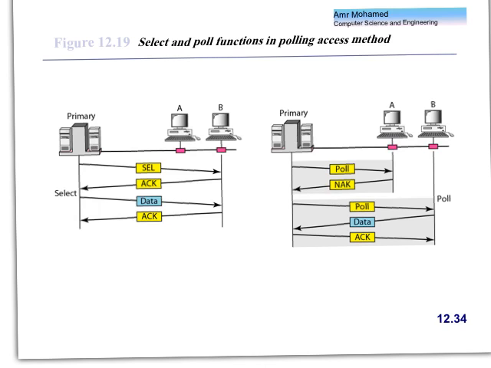Okay? So first I have to select. That's why it's called polling. Polling means I'm polling you, I'm selecting you. Either I have data for you or I want you to send data for me. I always have to select, I always have to point to one particular node only. One node at a time.